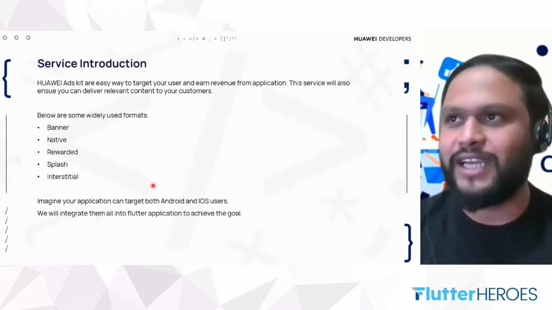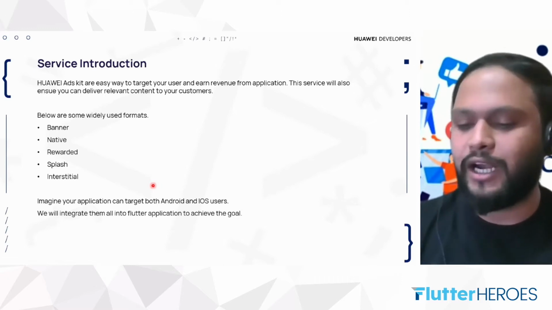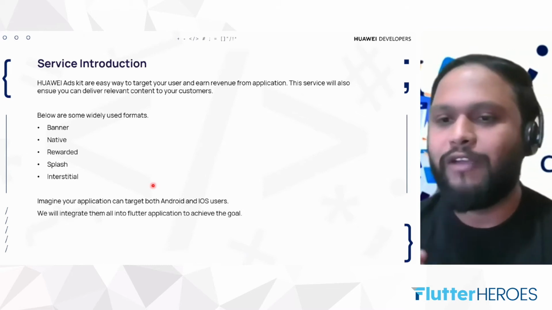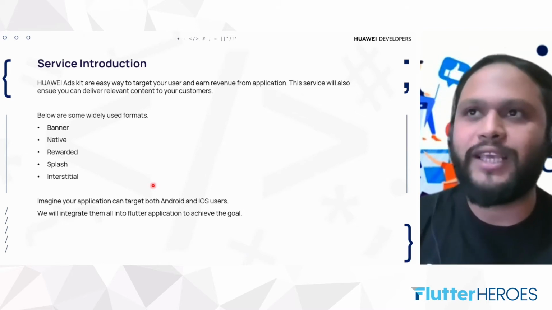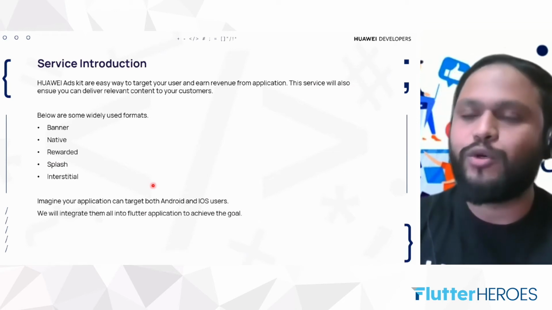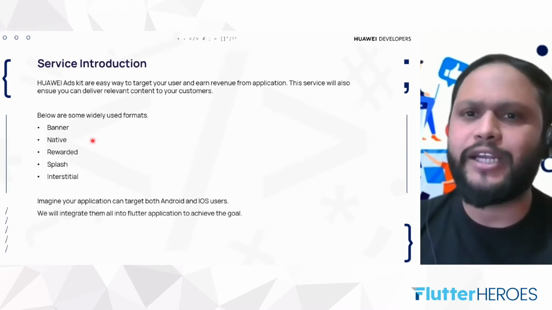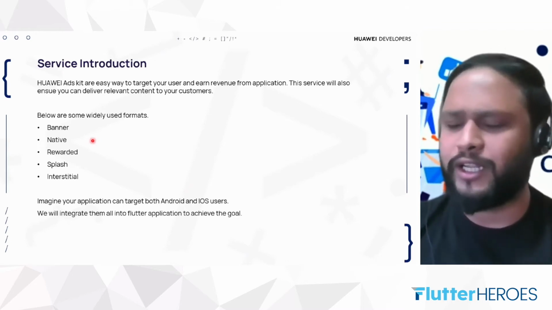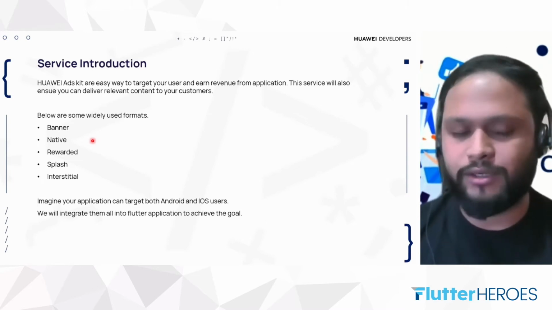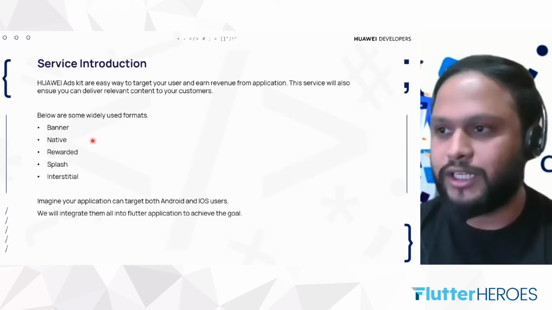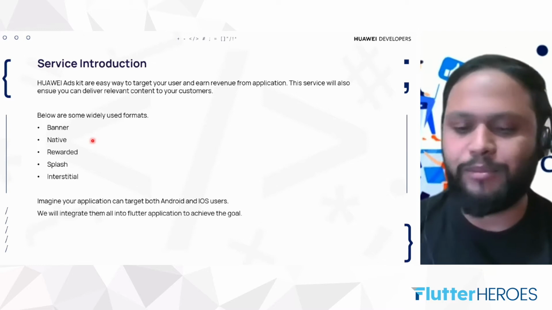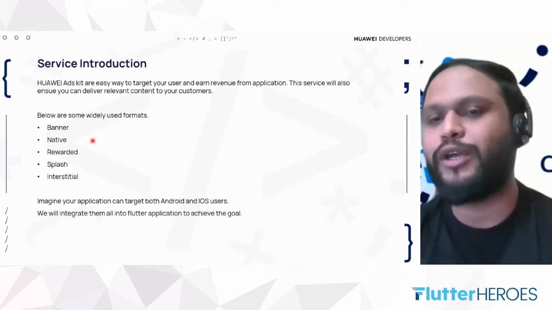When we talk about Huawei Ads Kit, there are different sets of ads which are available in our Ads Kit. So when I talk about kits, it's more or less similar. You can consider this as a service or an API. These kits can be easily integrated into cross-platform, specifically talking about Flutter. And you can target Android. The audience can be both from Android and iOS, and with the integration of the ads, you can achieve this particular goal.